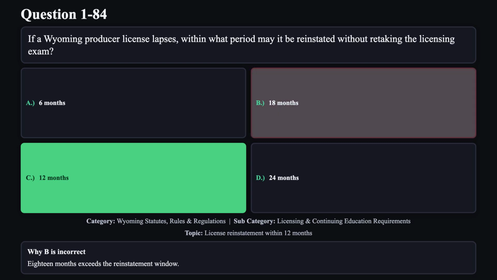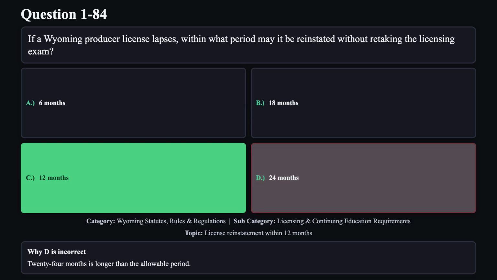Reason B is not correct. 18 months exceeds the reinstatement window. Reason D is not correct. 24 months is longer than the allowable period.